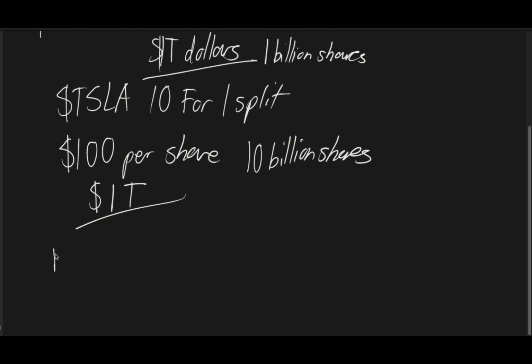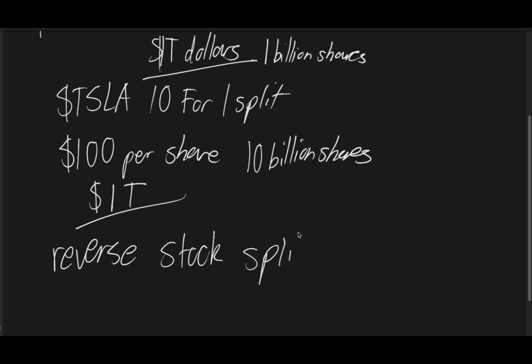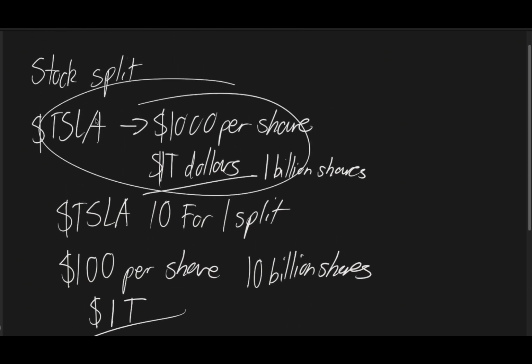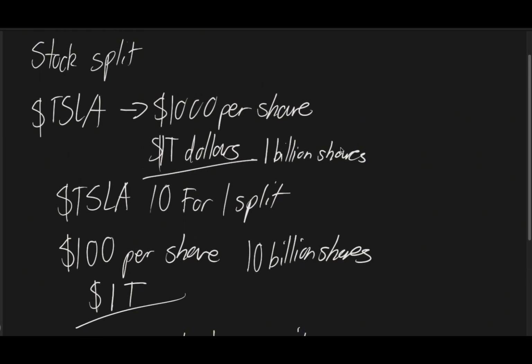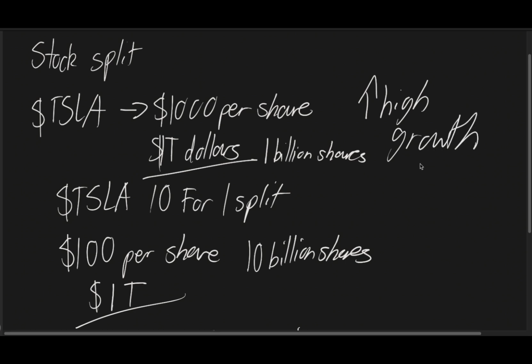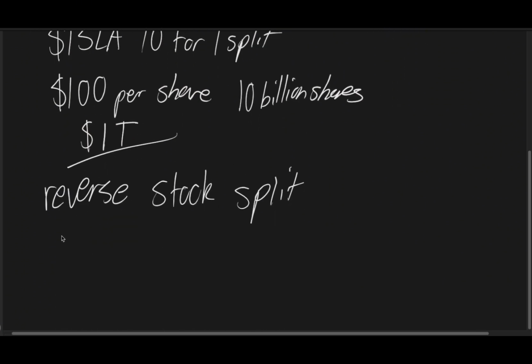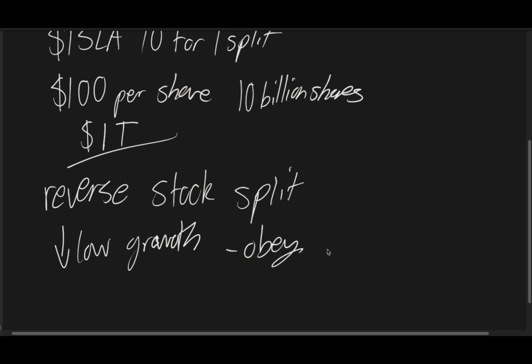There's also a reverse stock split. It's basically the reverse of what is done here. So when Tesla does this split, it's usually because they have high growth. It shows that their company's share price is going up a lot, and it demonstrates that the company's growing a lot. On the other hand, reverse stock splits are done with companies with low growth, and they're usually done, aside from the exceptions, to obey the exchange's requirements.